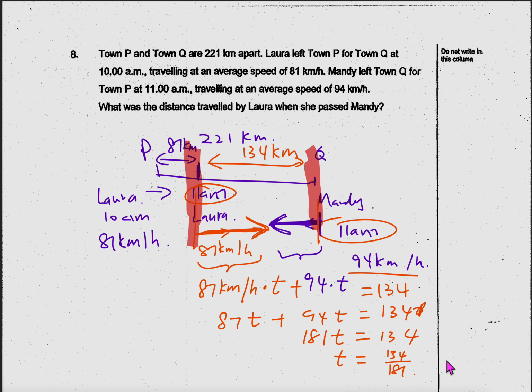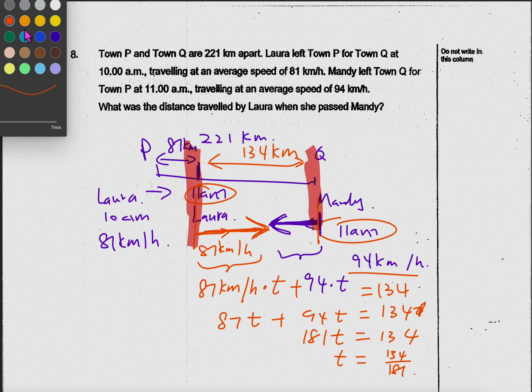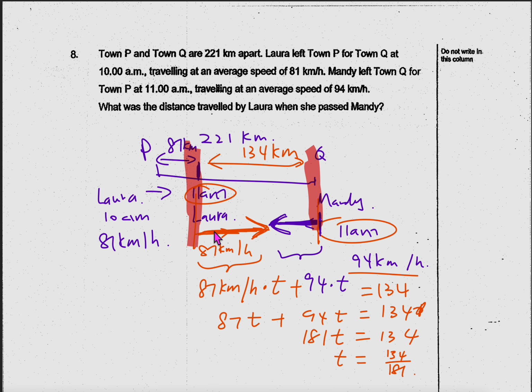And now your job is to do what? You just need to find, they ask the distance traveled by Laura, right? So the distance traveled by Laura is from this orange plus the initial 87, right? So how do you get the orange? 87 times the t, right? And the t is actually 134 out of 181, right? So your job is to figure this out.